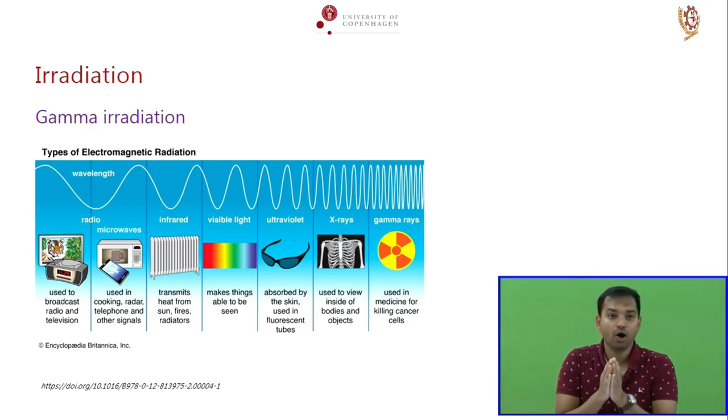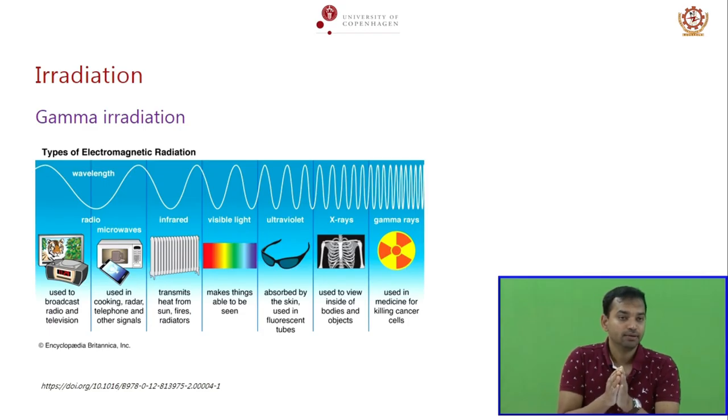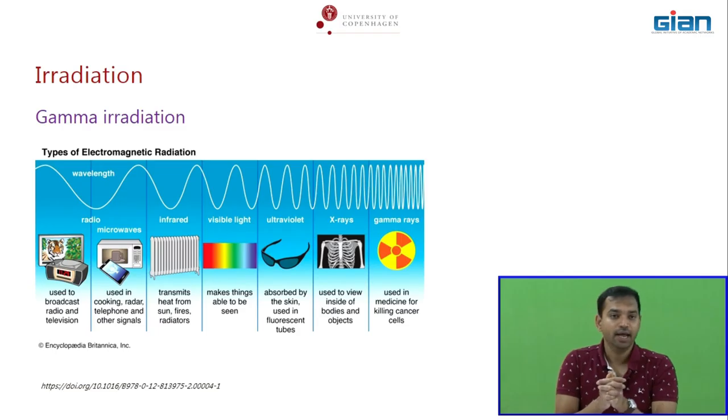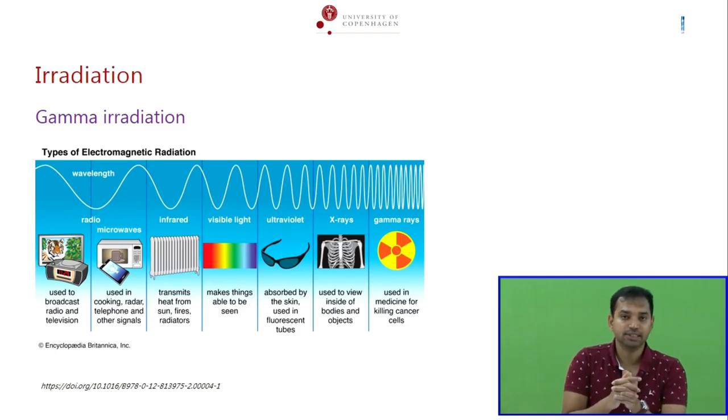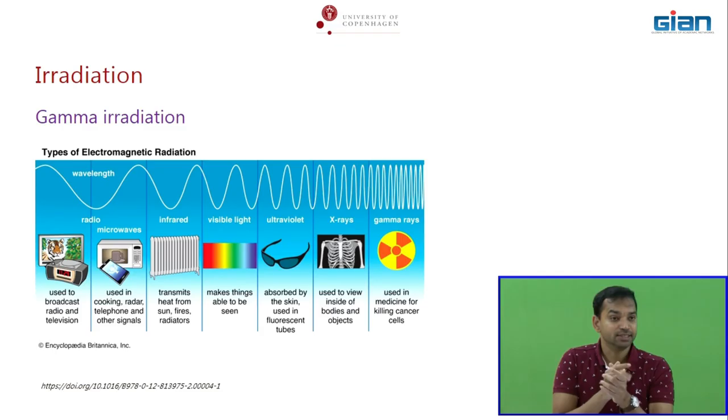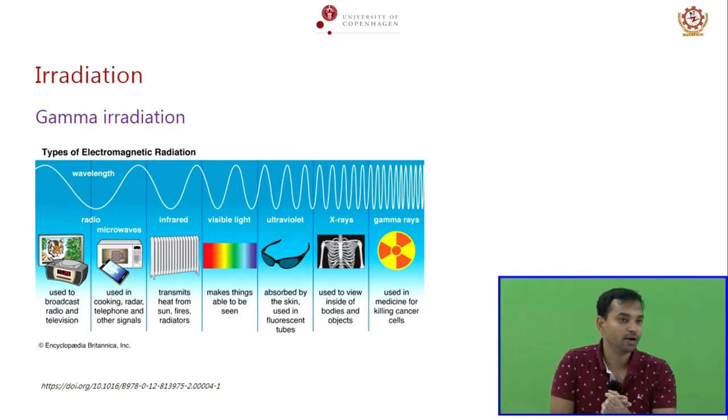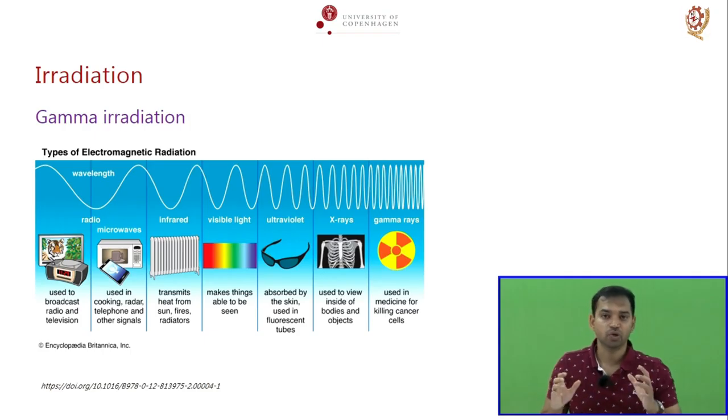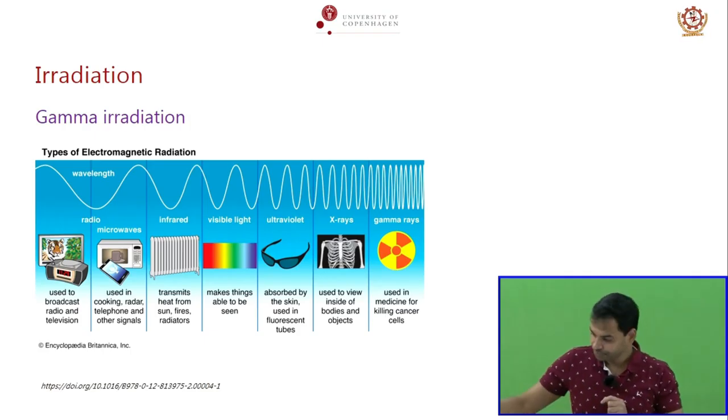It can bring a lot of chemical changes. Am I clear? Gamma radiation is extremely energetic. It can bring a lot of chemical changes. It can break the bonds instantaneously. Okay, it is so energetic, it can break the bond, it can knock off the electrons. So that is gamma radiation.